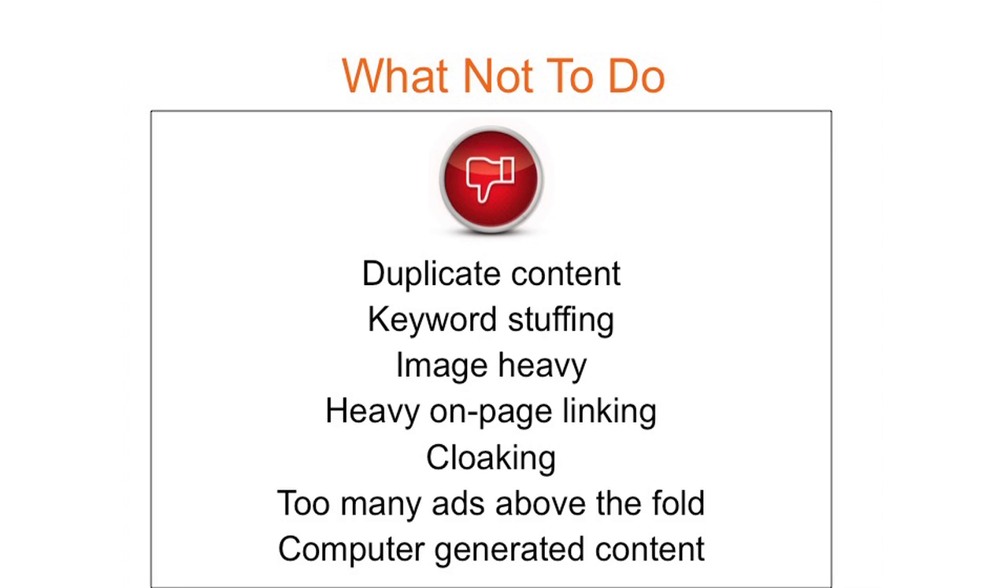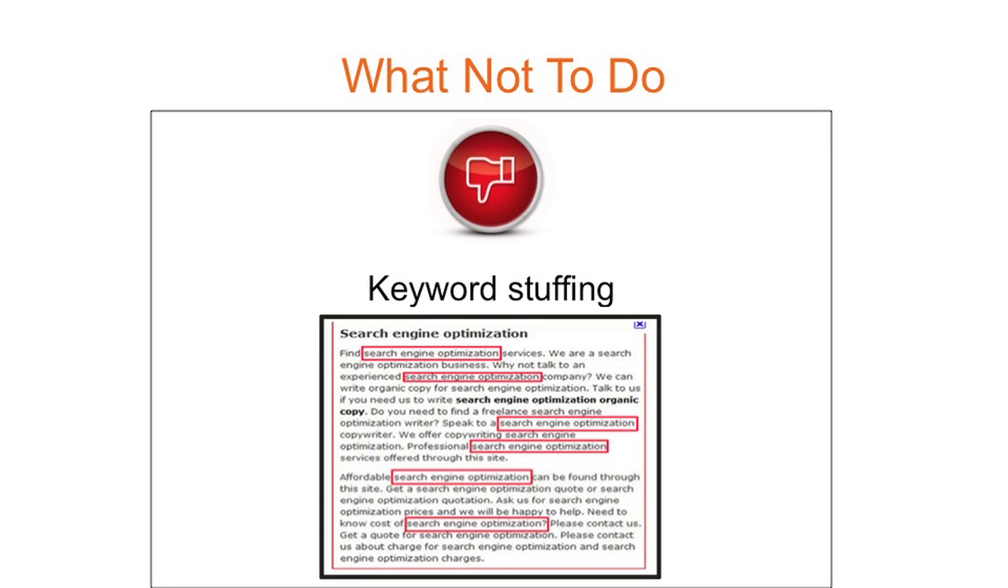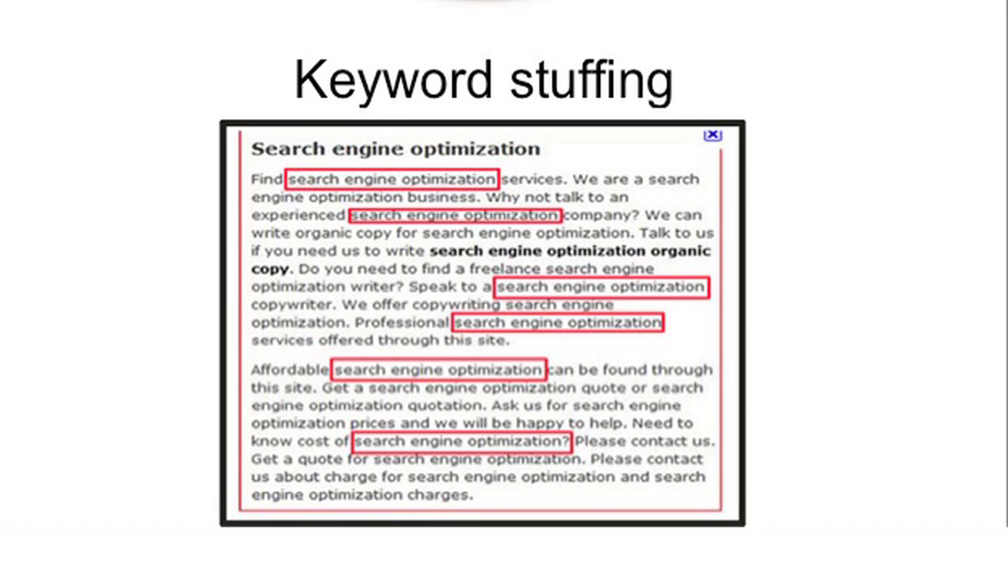The next one is keyword stuffing. Keyword stuffing is an unnatural way of using all the keyword phrases that you're trying to target on your website. So here's an example of what this looks like. It's using the same term over and over again. So in this example, search engine optimization is used over and over again, and it doesn't seem natural. So Google sees that as keyword stuffing.